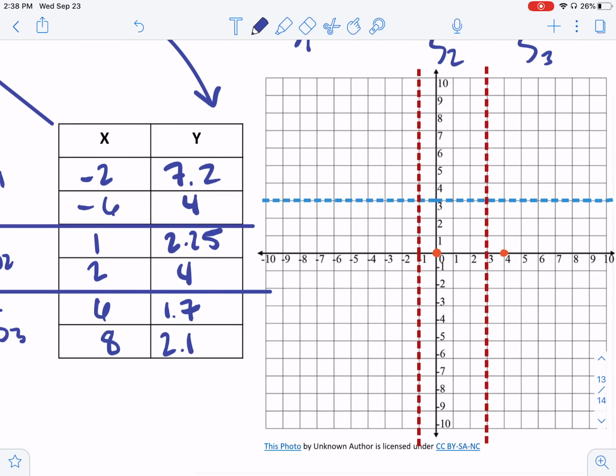As I go into -2, so -2, 7.2, that tells me I'm going to be at the top. -6 was +4. That gives me enough for me to go ahead and start sketching in this swoop. Once again, as we get towards the asymptotes, we kind of take the same shape as the asymptote. The vertical one makes my graph go straight up. The horizontal one makes my graph go flat.